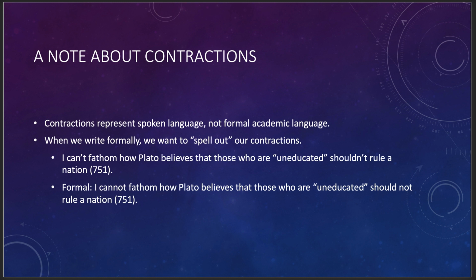Let's take a look at this example. Notice how I have can't and then shouldn't in the sentence. This is in our informal spoken language. But I wrote it formally in the next example. I cannot, and then over by uneducated, I spelled it out to should not.